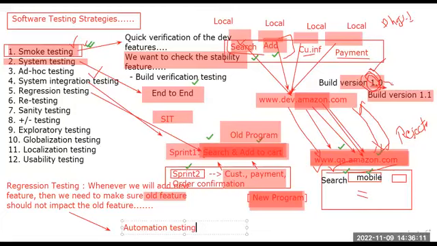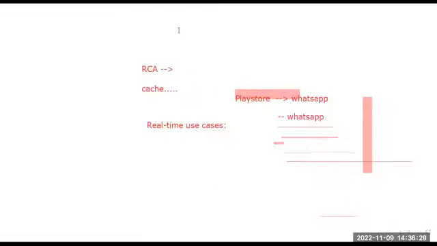Don't worry, I will give some examples, but just try to understand the definition, like why we have to perform regression testing. Any doubt here? Regression testing? No, sir. Okay, so let me give an example now. Let me erase this part and add a new sheet.